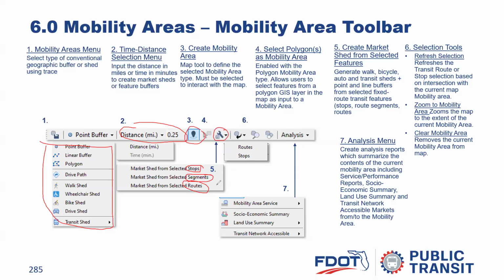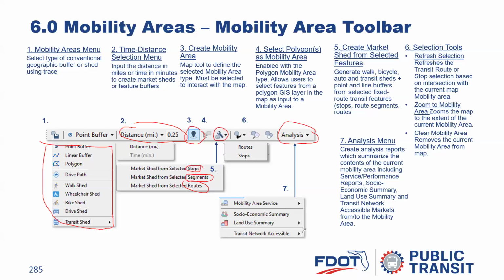Just keep that in mind. You can also select, so if you have a mobility area on the map, you can select routes and stops using a mobility area. You can zoom to it, you can clear it. And then we have the analysis toolbar where you can run mobility area service reports, including observed ridership and estimated ridership reports that would be inside of the mobility area. You can run SE reports, land use summaries, and transit network accessible.